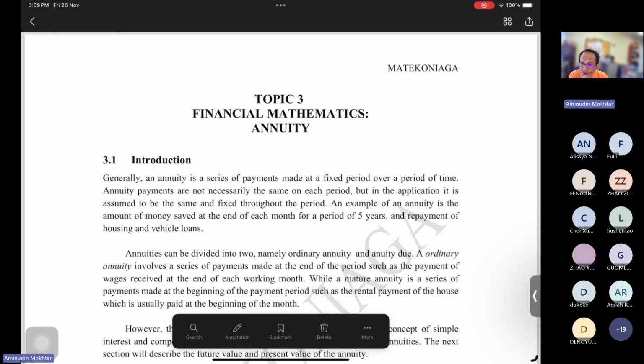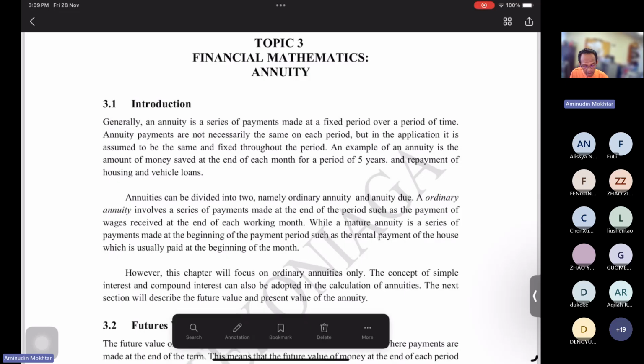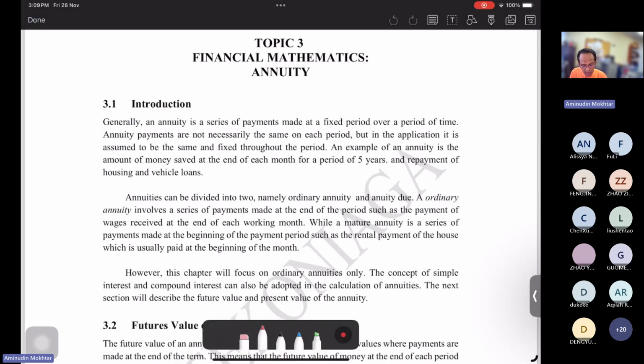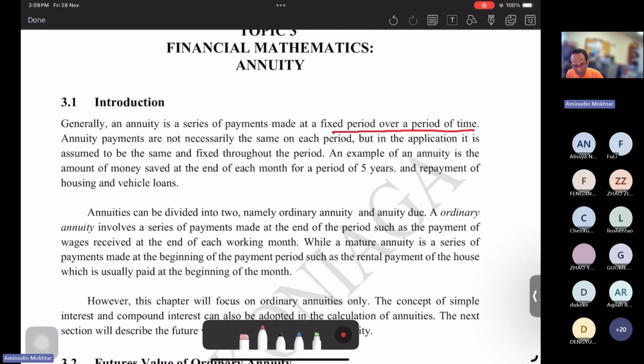You can download the file for this topic as usual from UKM, for topic 3, financial mathematics. There is Annuity. For today, what is annuity? Generally, we can define annuity as a series of payments made at a fixed period over a period of time. That's the definition of annuity.